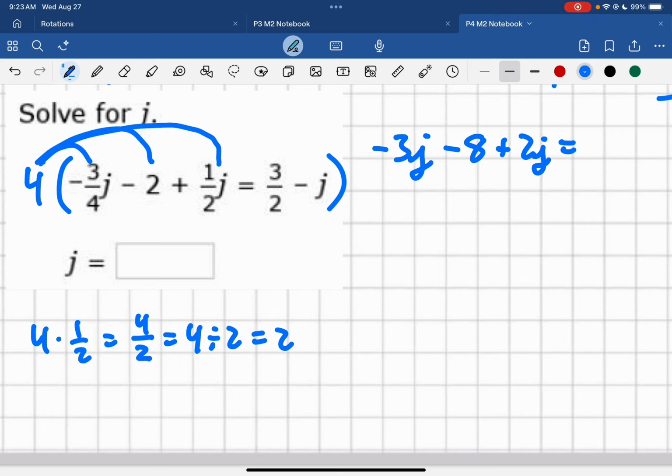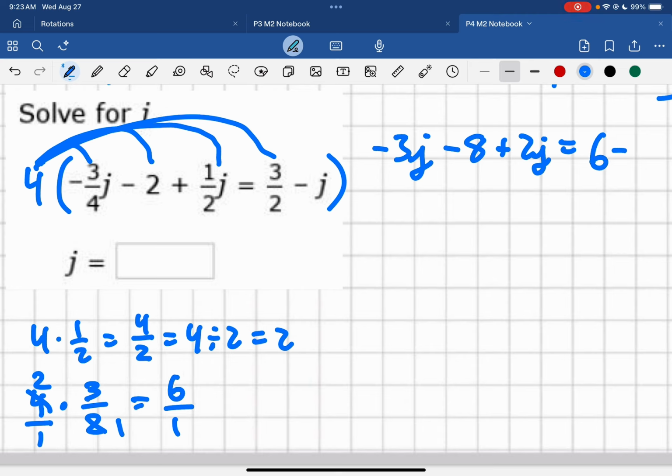And then the last two, I have 4 times 3 over 4. Well, I'm going to use cross canceling on this one. So we have, sorry, not 3 over 4, 3 over 2. I'm going to cross cancel here. I can divide this guy and this guy by 2. So I get 1 and 2 right there. So I get 6 over 1, which is just 6. And then when I multiply the last one right there, that is negative 4j.